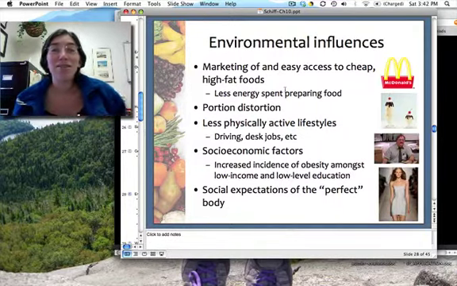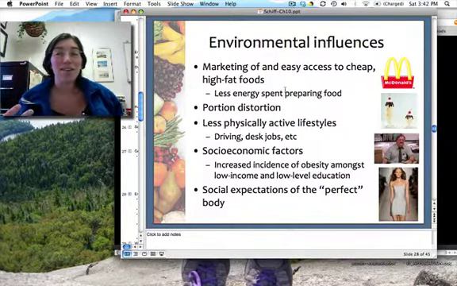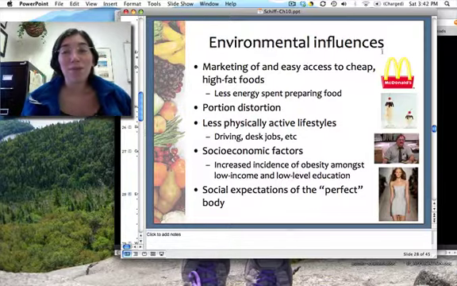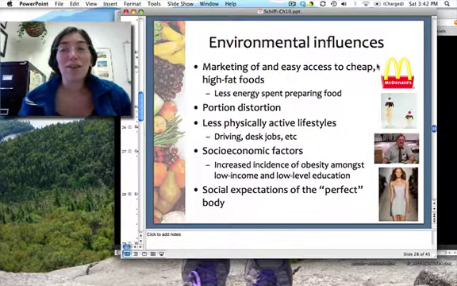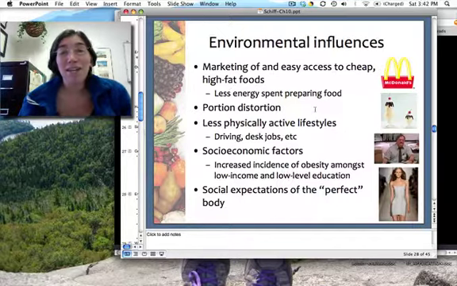There's energy expended in the cooking process that you lose when you buy food that's pre-prepared. So not only are you buying high-calorie foods, but you're also not spending any energy to prepare them. So it's a lot of intake with zero output of calories.